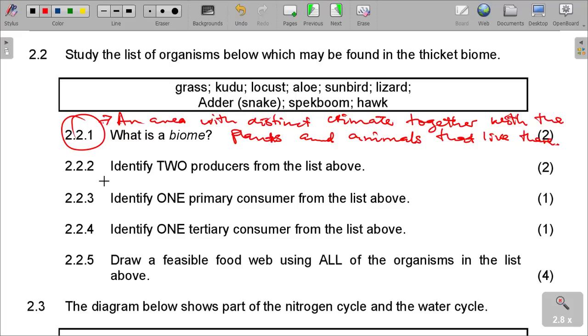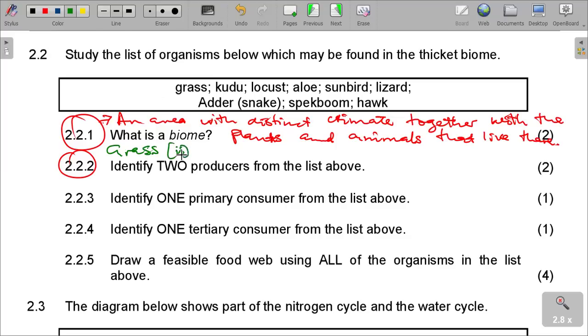And then the next question is saying, identify two producers from the list above. Producers, obviously, should be plants. So which are those which are plants there? We have got grassy. Obviously grass is a producer there. We can say grassy.